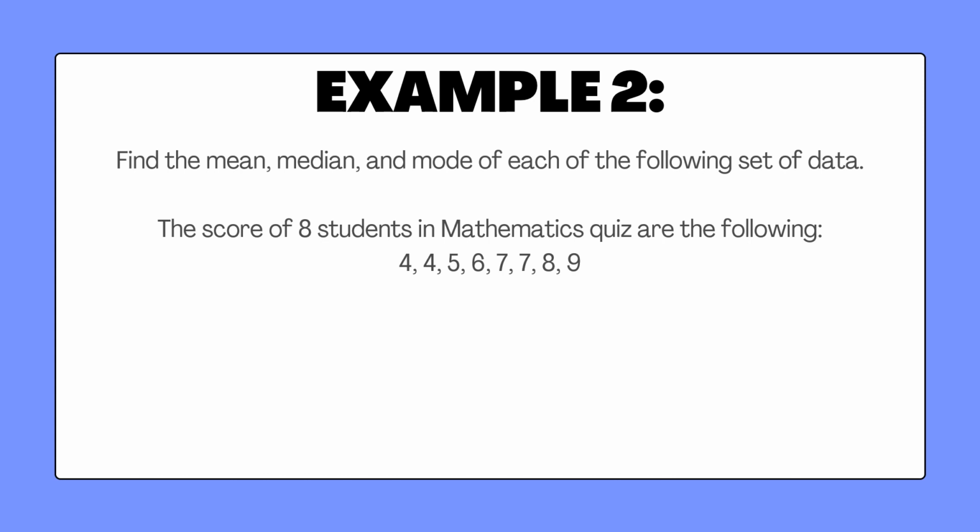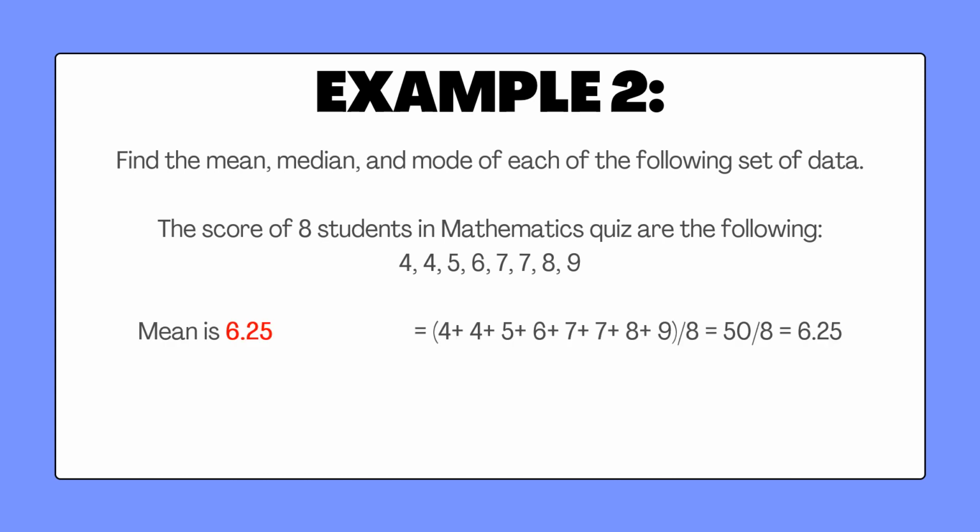Example 2, where our data set is even. Find the mean, median, and mode of each of the following sets of data. The scores of 8 students in a mathematics quiz are the following: 4, 4, 5, 6, 7, 7, 8, 9.